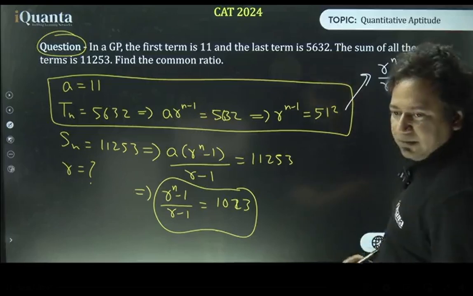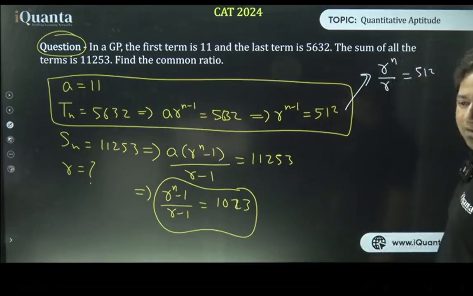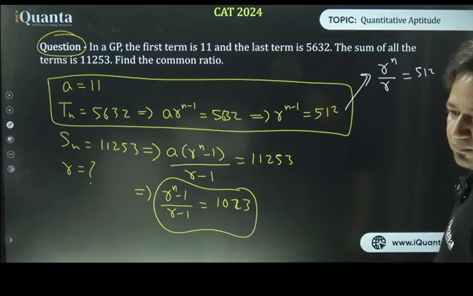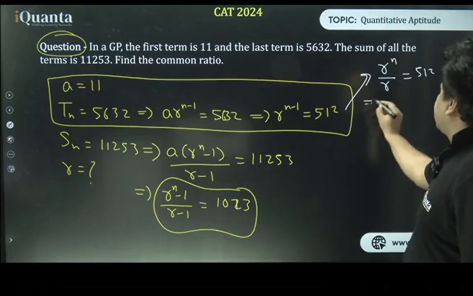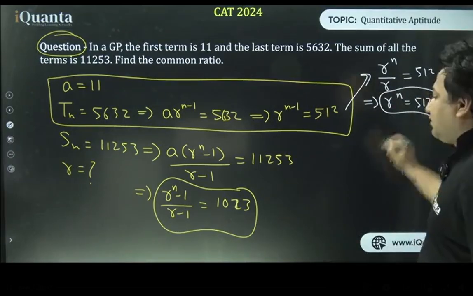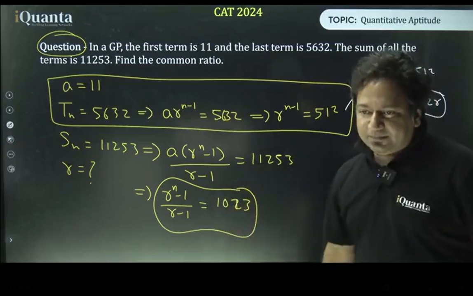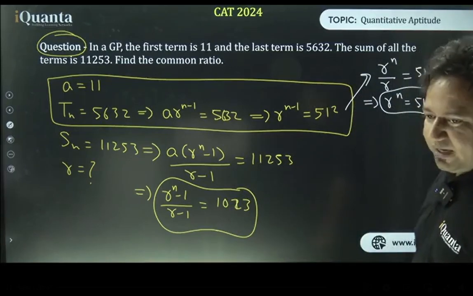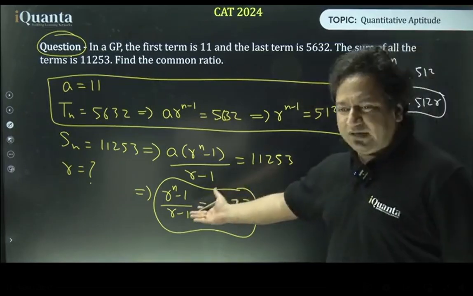Is this step clear, all of you? Which means R to the power n will be equal to 512 R. So I wrote R to the power n in terms of R, which will be useful for me if I put it here. Simple. Let's put the value here and get the value of R.